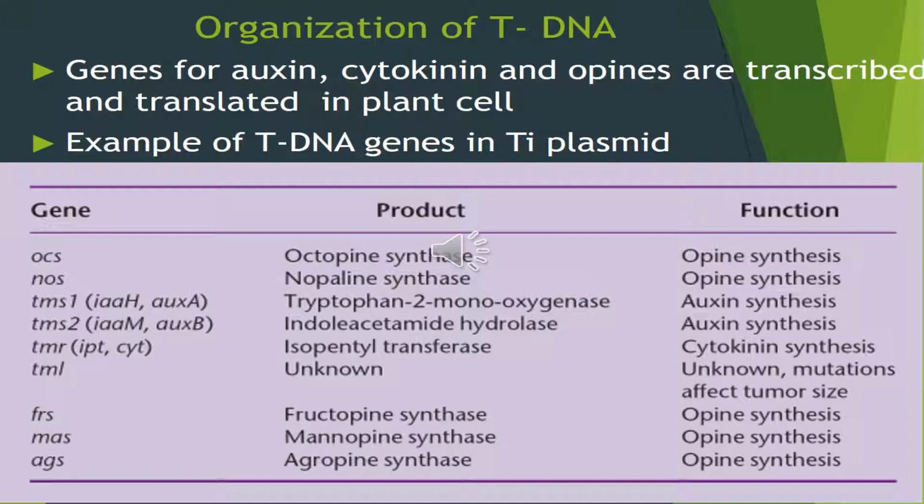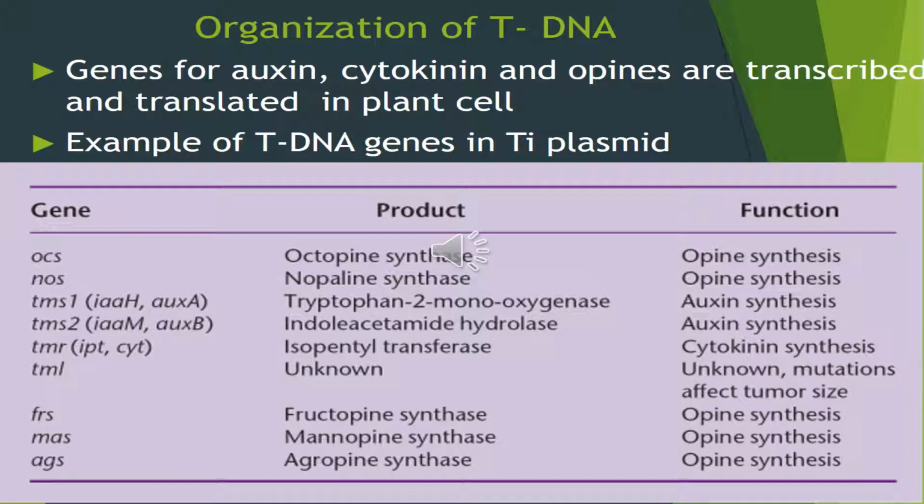First one is the OCS gene that will encode for the enzyme octopine synthase, and the function of octopine synthase is octopine synthesis. Next gene is NOS and codes for the enzyme nopaline synthase, and the function is nopaline synthesis. The next gene is TMS1 and codes for the enzyme tryptophan 2-monooxygenase and the function is auxin synthesis.